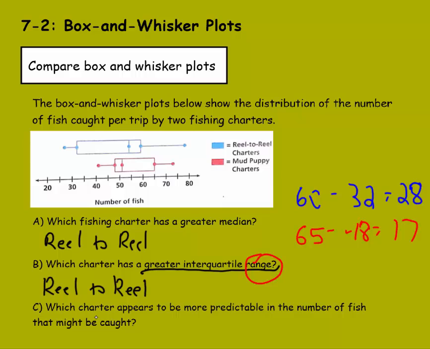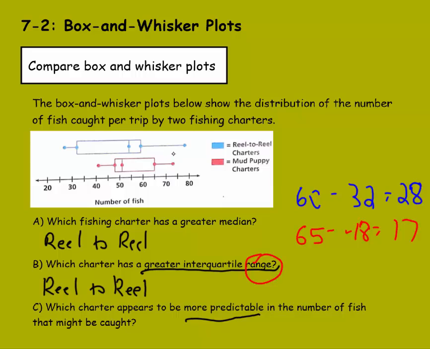Now it asks us which charter appears to be more predictable in the number of fish that might be caught. Let's look at these two different charters. Reel-to-Reel sometimes catches ones around 25 only. Then they have ones way up here by 80. Their range looks very large, meaning that they often catch a small amount, but they catch a large amount often as well. Mud Puppy is much more compact here.